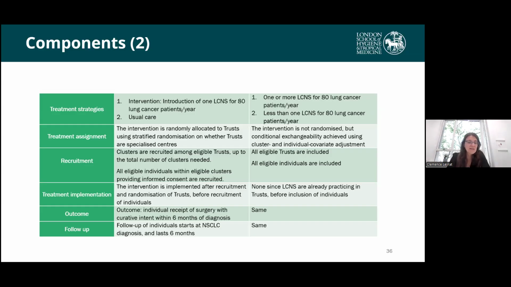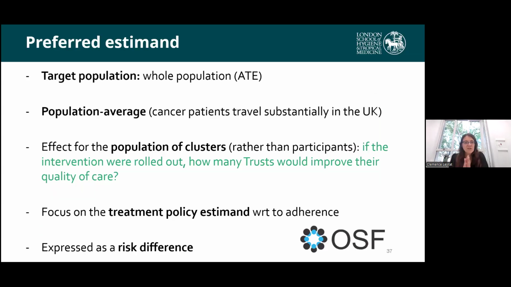So the outcome was the individual receipt of surgery with curative intent within 6 months of diagnosis in both situations, and the follow-up started at diagnosis and lasted 6 months. So in terms of estimates, we saw that our target population was a whole population, because if it's to inform policy, we want to know what the situation is in a world without this provision of cancer nurse specialists versus cancer nurse specialists in all trusts.